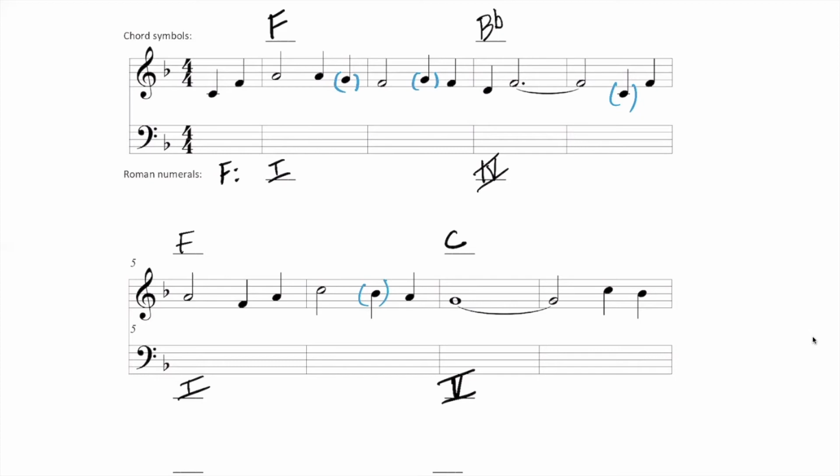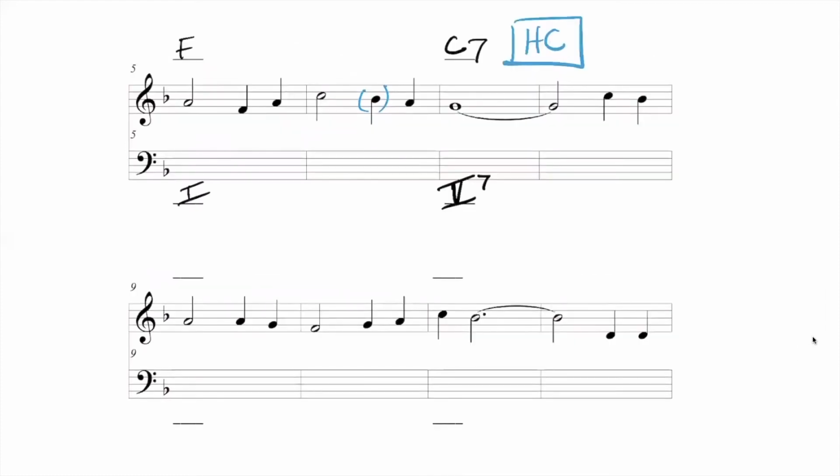Maybe we want to do that because there is a B flat at the very end of measure 8, which would technically be the chordal 7th. And I bet when we get there, this will sound like a half cadence. Let's move on to measures 9 and 10.